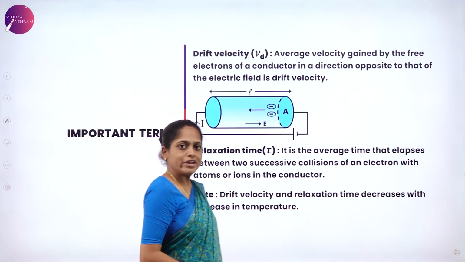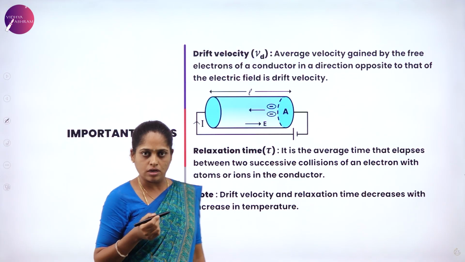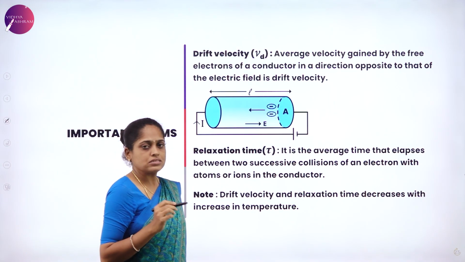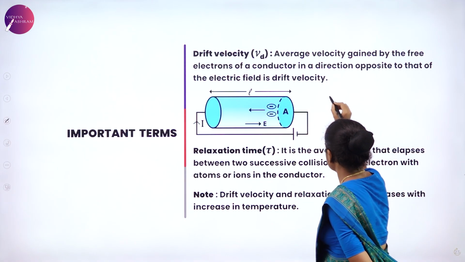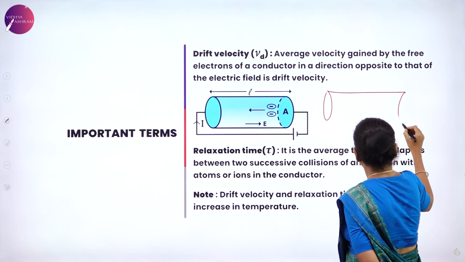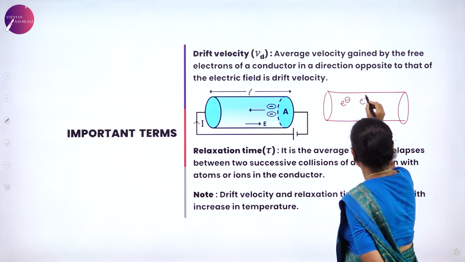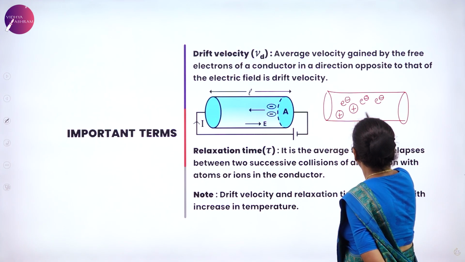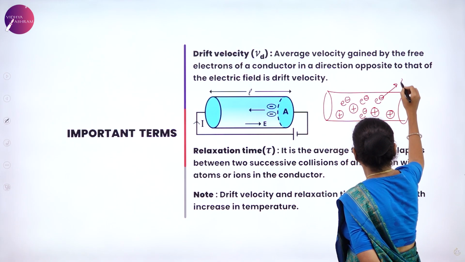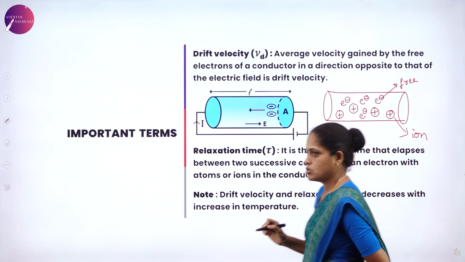Now let us know what is drift velocity and relaxation time, which are very important terms. To make you understand drift velocity and relaxation time, let me consider a conductor. A conductor consists of free electrons and immobile positive ions. These are free electrons and positive ions.